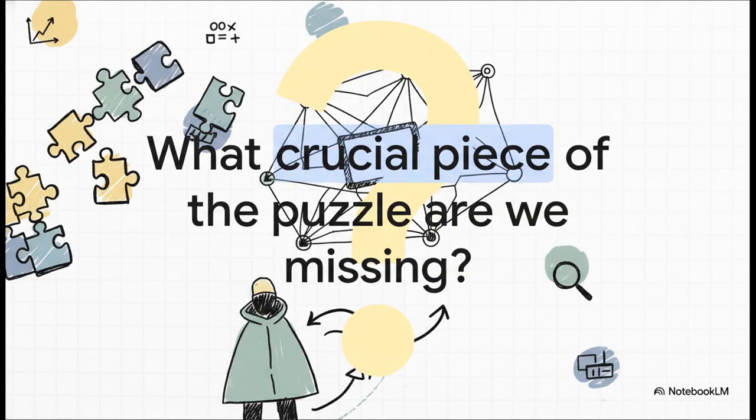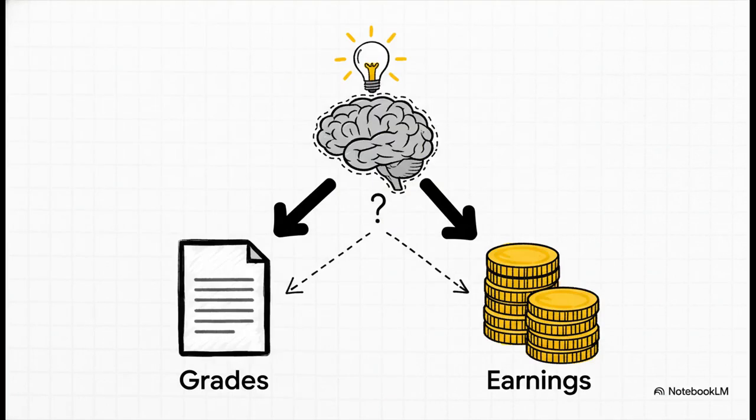But what if there's a hidden character in this story? Some crucial piece of the puzzle that we're just completely missing? What if that simple relationship isn't so simple after all? And this is where the plot really thickens. Enter the lurking variable. It's something else, let's call it Z, that affects both X and Y. So for our example, maybe something like natural ability affects both your grades and your future earnings. People with higher ability might just be better at school and better at their jobs. And suddenly that clean line from grades to earnings, it starts to look a whole lot fuzzier.